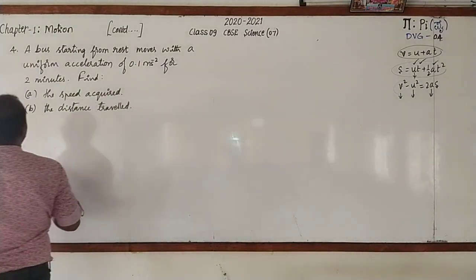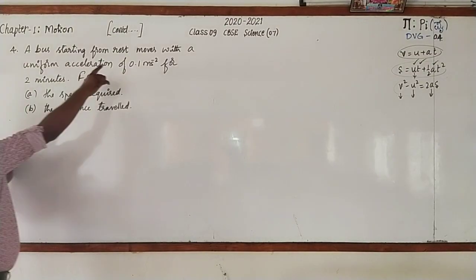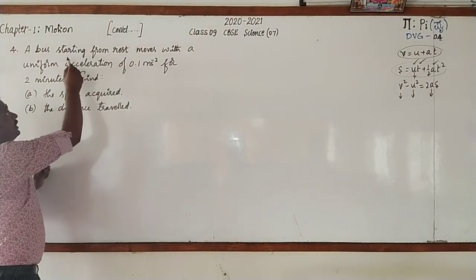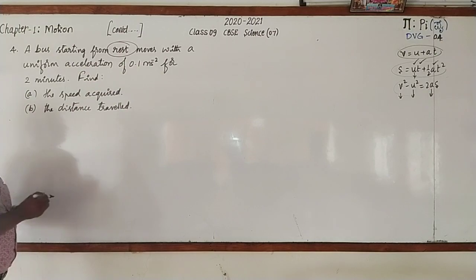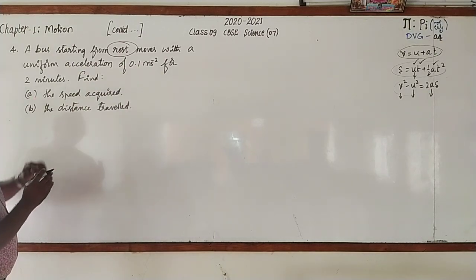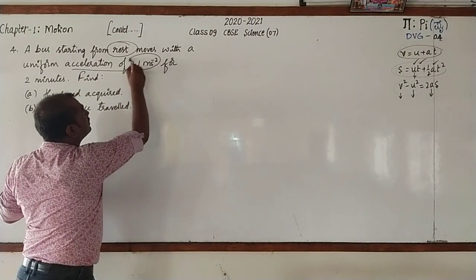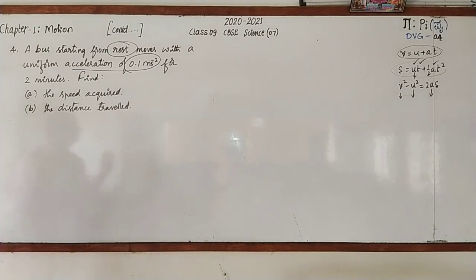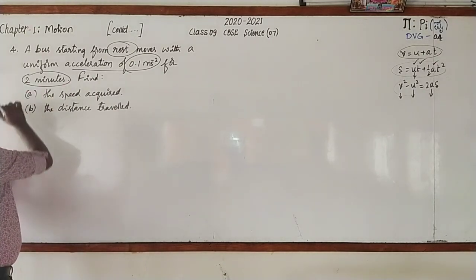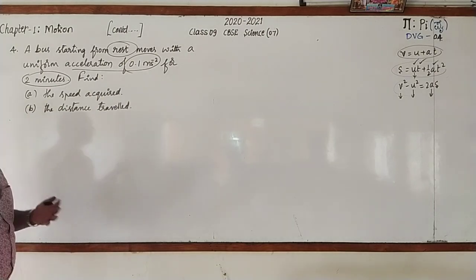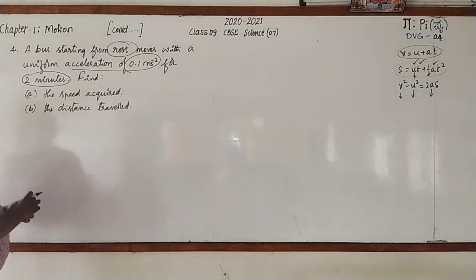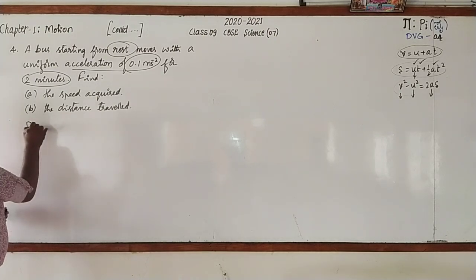This is the fourth one. A bus starting from rest, very important. A bus starting from rest moves with a uniform acceleration of 0.1 meter per second square for 2 minutes. Find the speed acquired, then the distance traveled. I hope that you have understood.